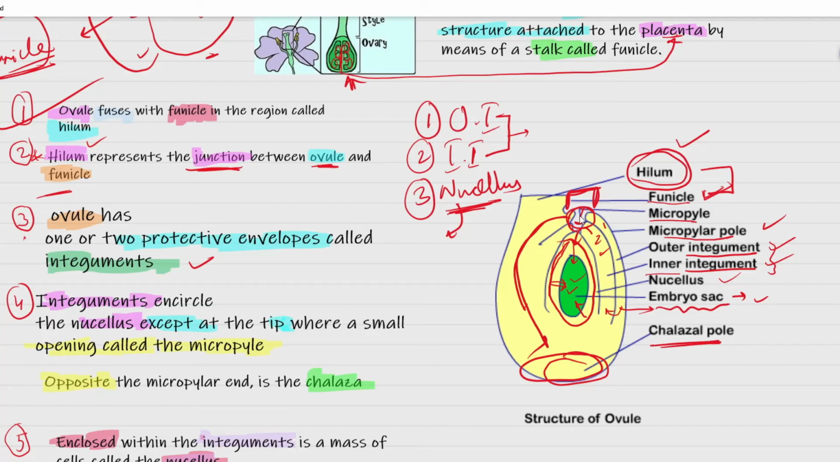Then we understood the micropylar and chalaza ends. The micropylar end is where the integuments don't cover the tip portion; there is a gap formed, and that region is called the micropyle end. Opposite to that we have the chalazal end. So that is it, that is about the structure of the ovule.